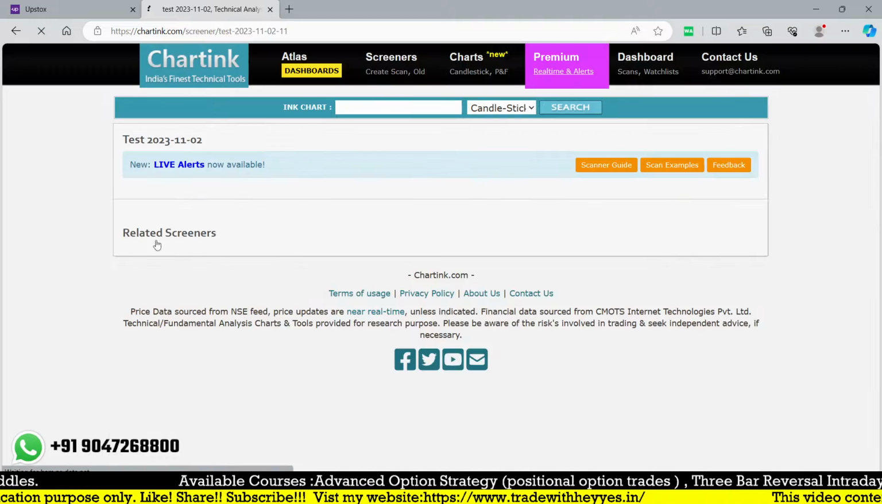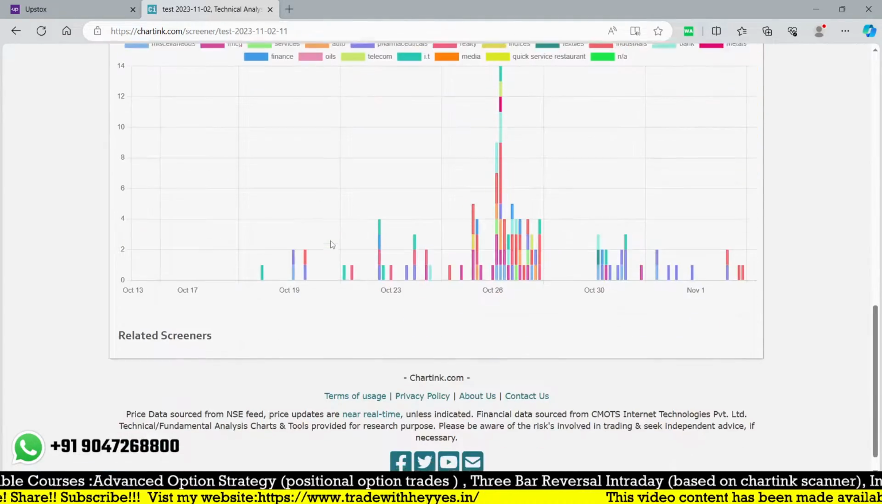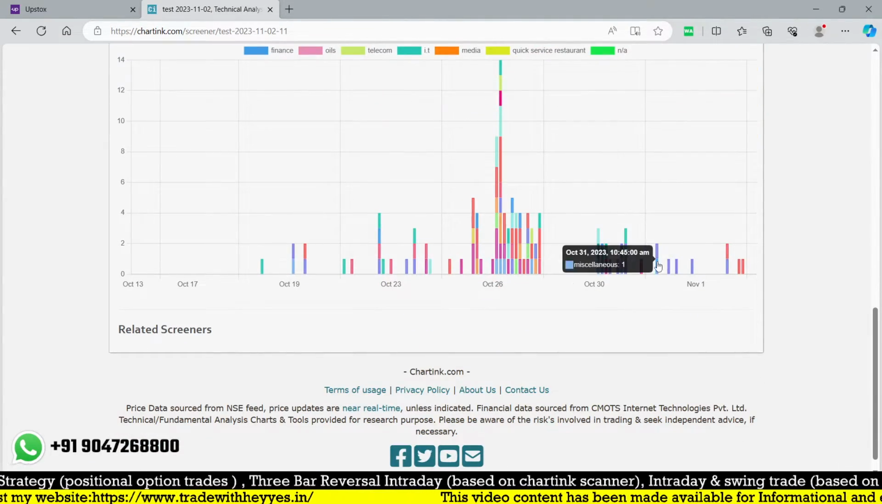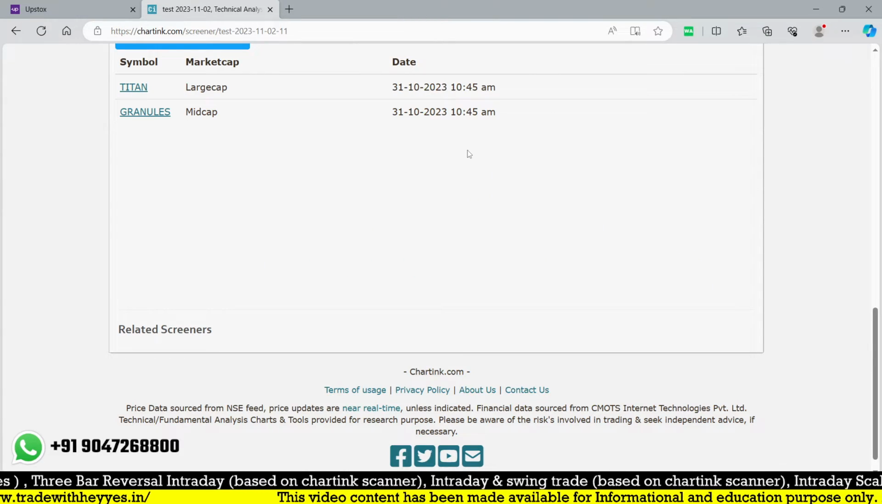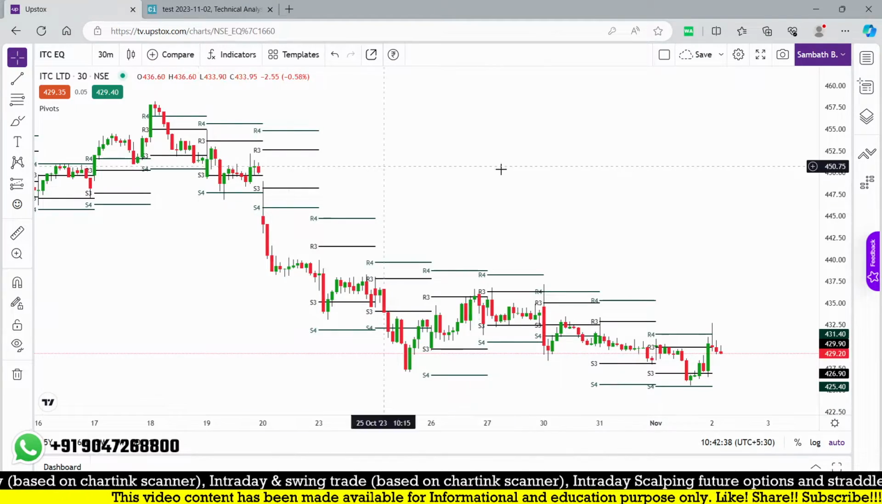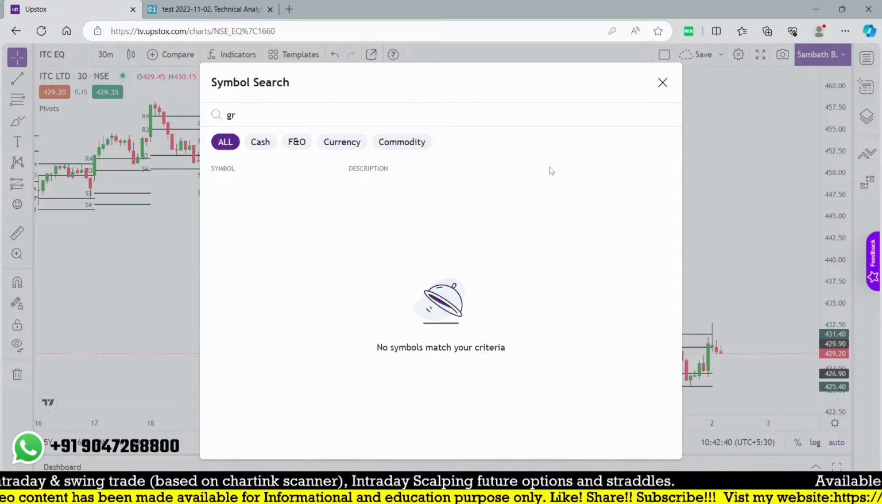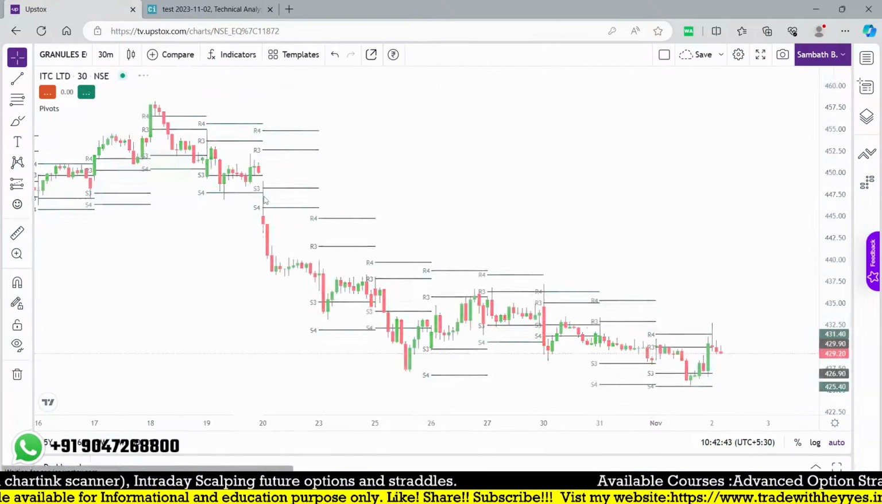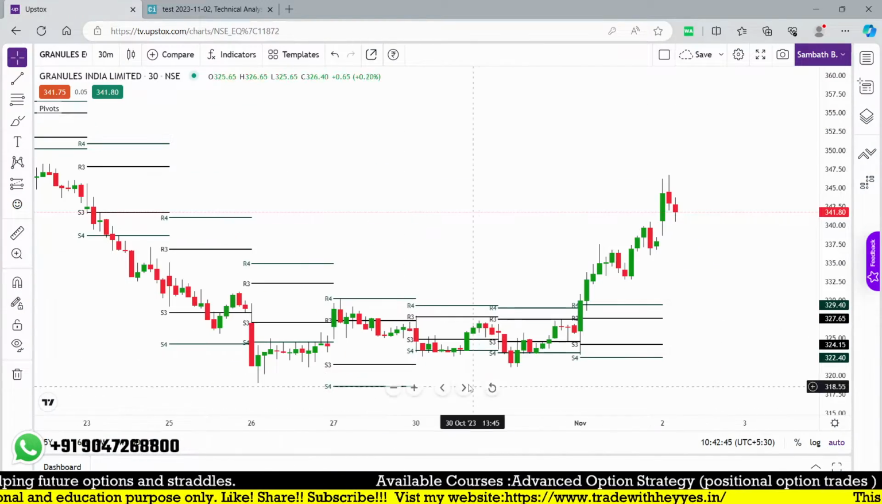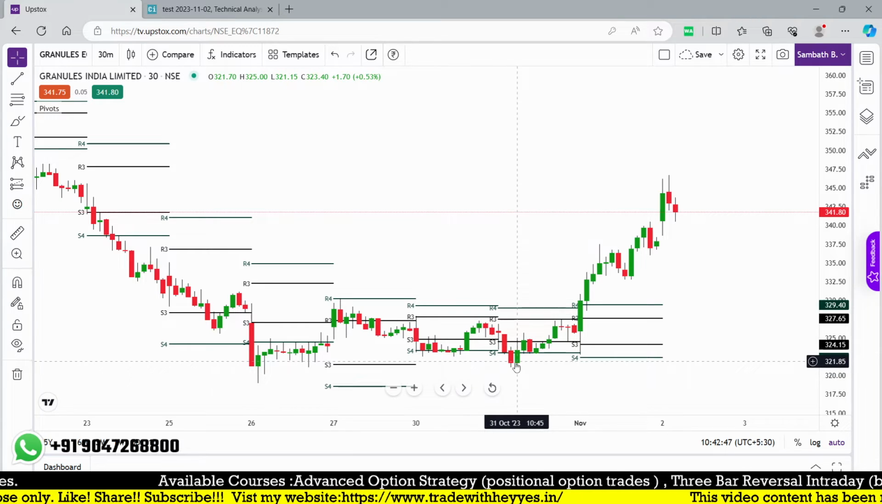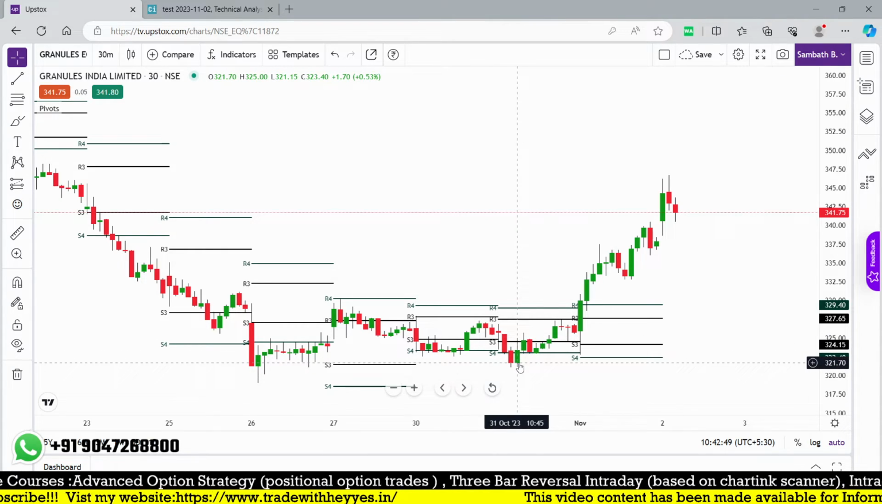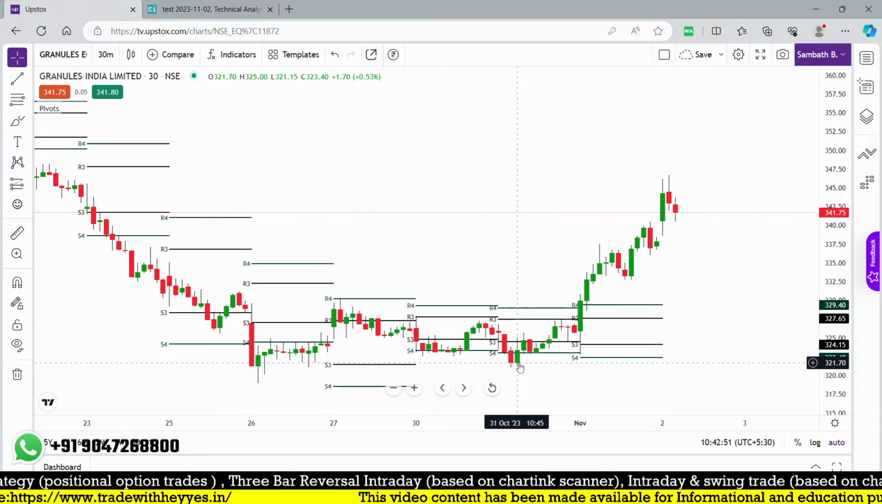So I'm just looking for any particular stock which is forming. So this is what a result. At this point you can look at Granules and Titan at 10:45 on 31st. So for Granules, 10:45, you look at this 31st 10:45. This is what I'm looking for, an opportunity where I got a good reversal from this bottom.